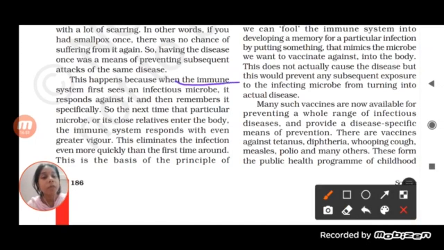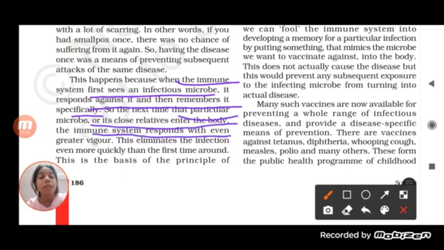When the immune system first sees an infectious microbe, it responds against it and then remembers it specifically. So the next time that particular microbe or its close relative enters the body, the immune system responds with even greater vigor, and this eliminates the infection even more quickly than the first time around. So basically, when the immune system first sees the infectious microbe, it responds against it, then remembers it also. What kind of microbe it was was remembered by our immune system itself.